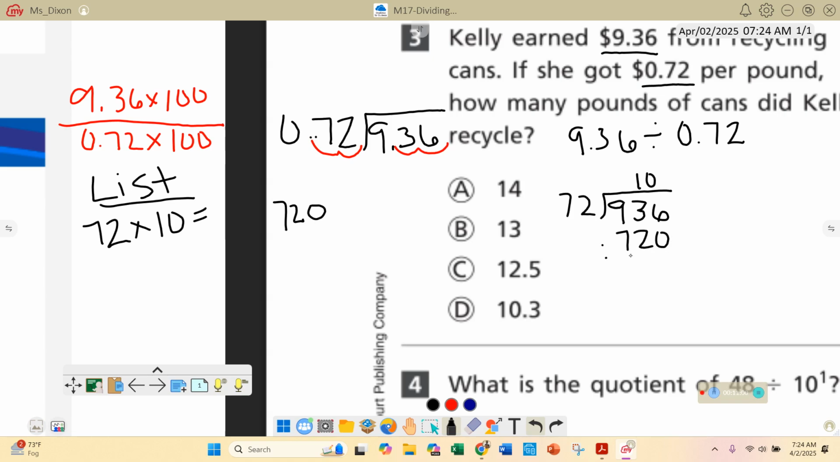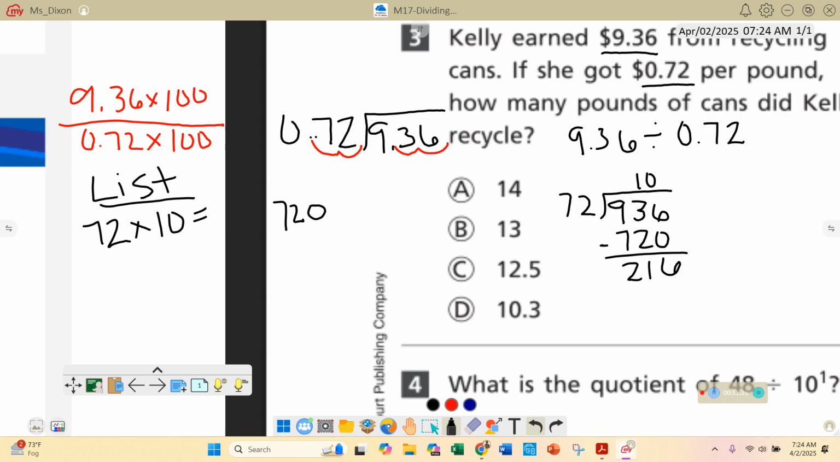720, subtract. 6 minus 0 is 6. 3 minus 2 is 1. And 9 minus 7 is 2. Can we stop? We cannot stop because 216 is more than 72.